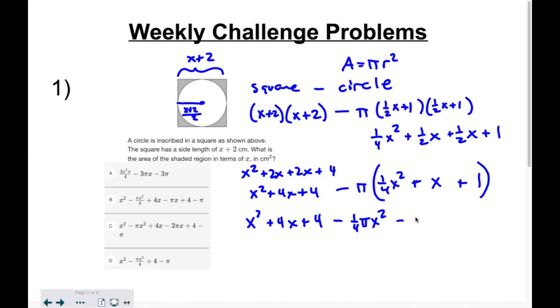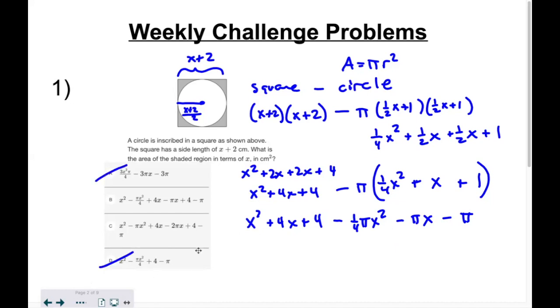So again, minus pi x and then minus pi. So that's where I'm going to stop the problem and look for the answer. None of these are like terms. These all have pi in it and these don't. So clearly A and D just don't match.